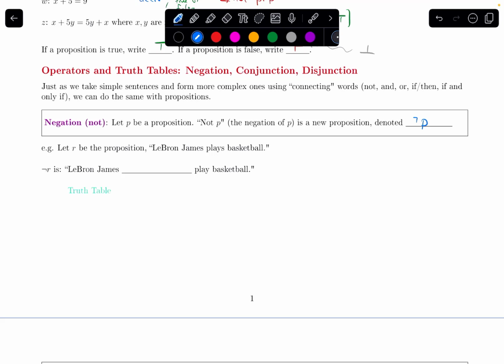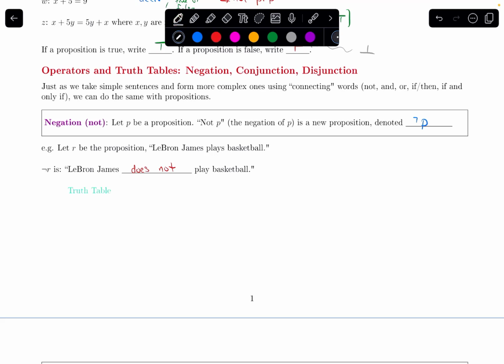So let's look at an example. I'm going to let R be the proposition, LeBron James plays basketball. Then not R would be the proposition, LeBron James does not play basketball.